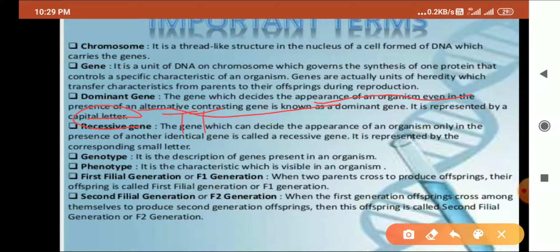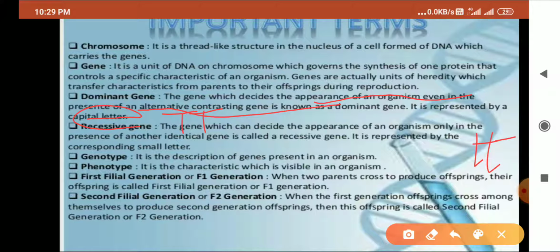These are suppressed or not expressed. They are represented by small letters. Suppose we have small t here. Genotype. Genotype is defined as the total number of genes. It is the total genetic makeup of an organism.